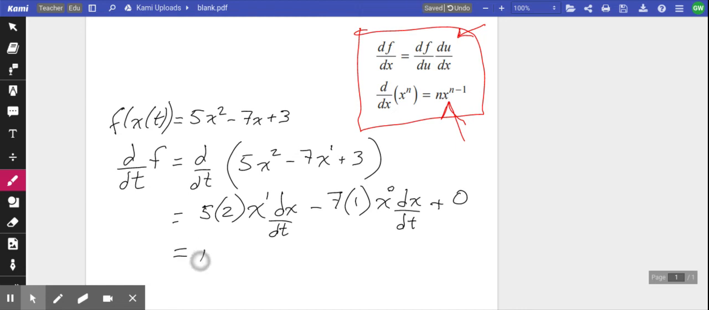5 times 2 is 10. X to the 1 is just x. And then dx dt, if we knew something about the velocity, we'd probably write it as a velocity. And that's it for that term.